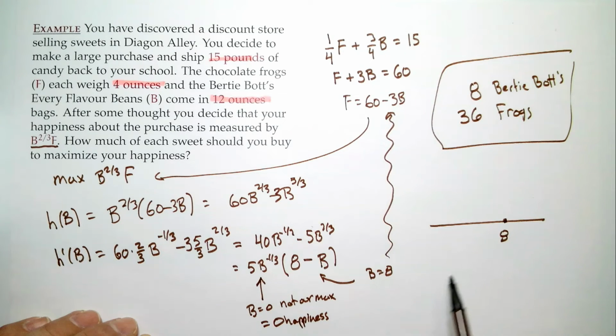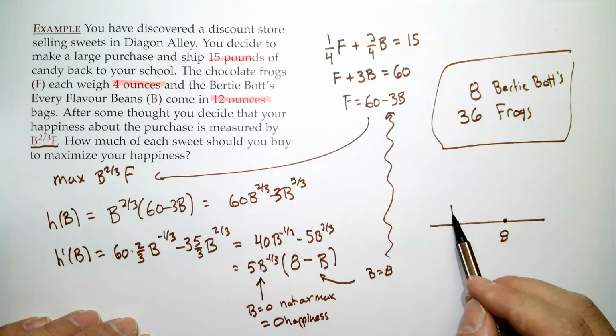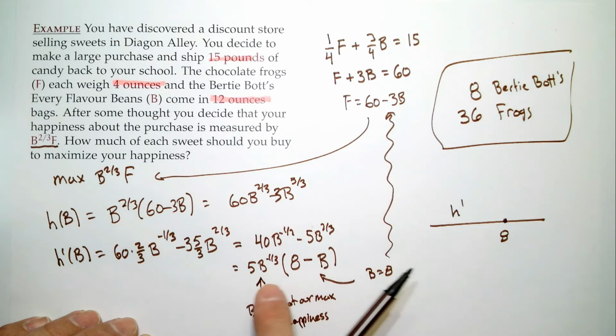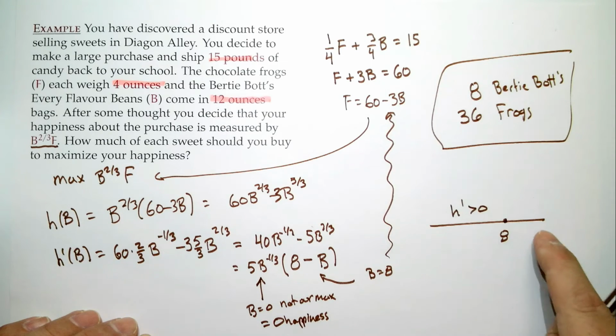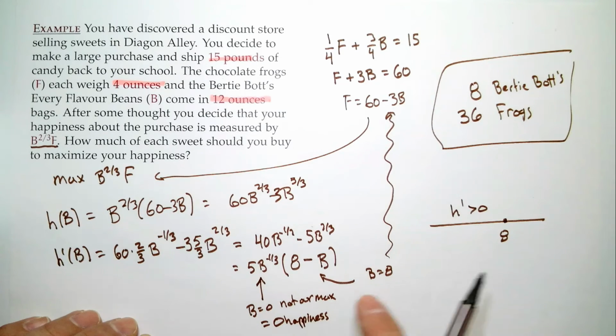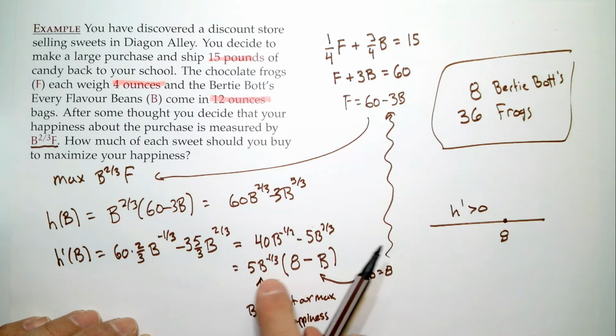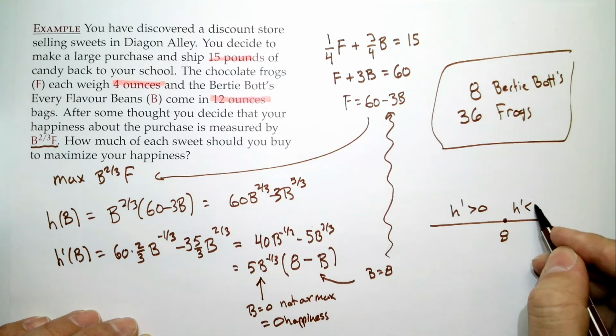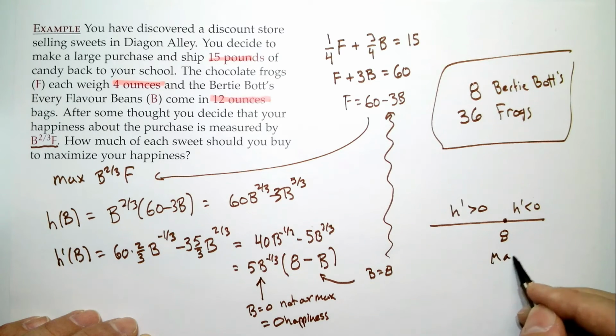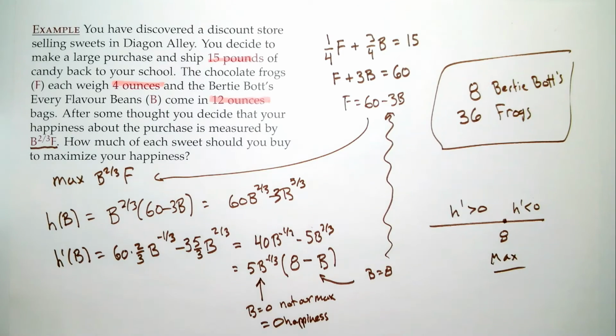Now, if we did want to check, we could do, for instance, a first derivative test. If you plug in a number below 8, say 1, you'll see that our derivative is positive, so we're going up. If you plug a number after 8, say 1,000,000, not that you can purchase 1,000,000 of your birdie bots, but okay, doesn't matter, just pick a number, you'll see it's negative. So it is indeed a max. All right, good.